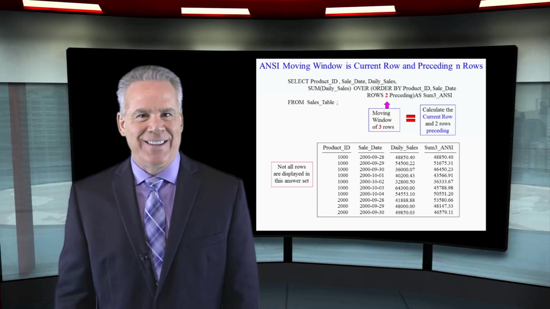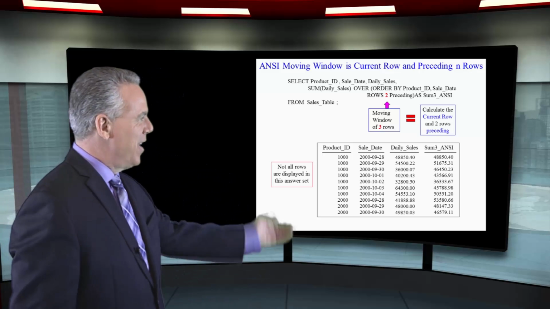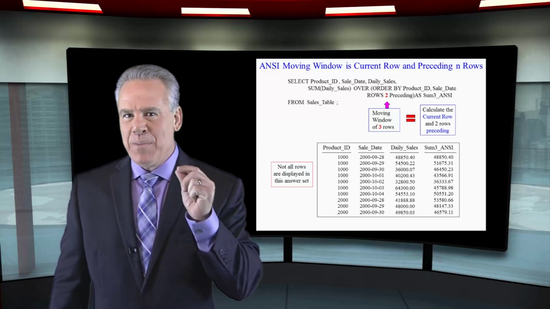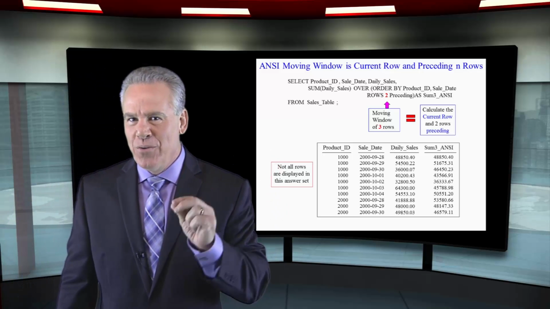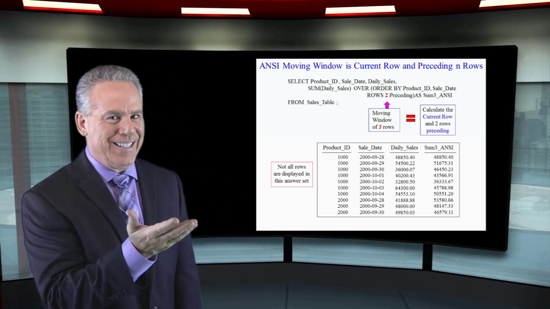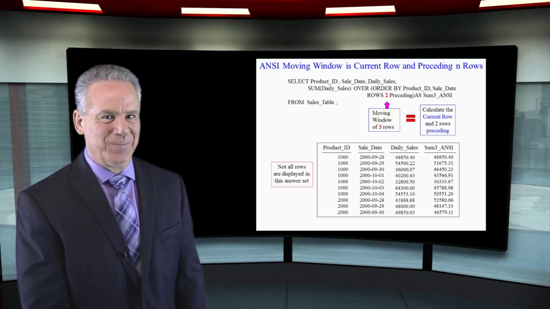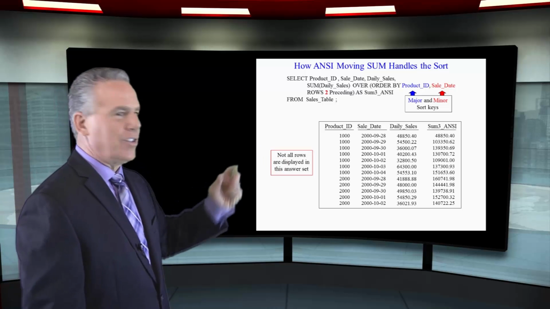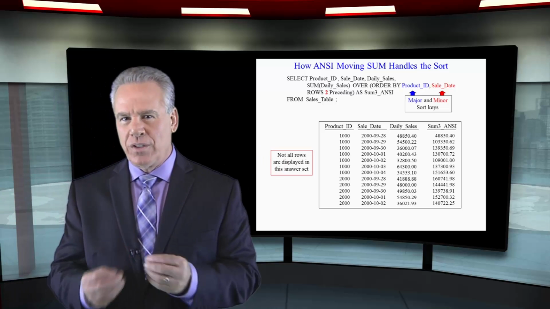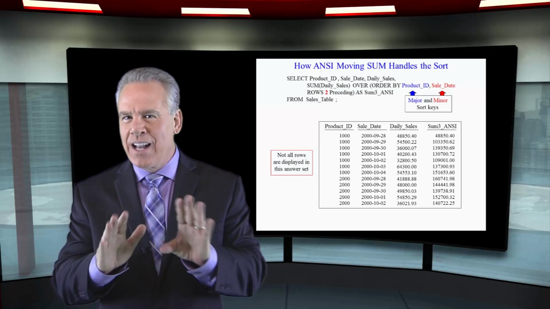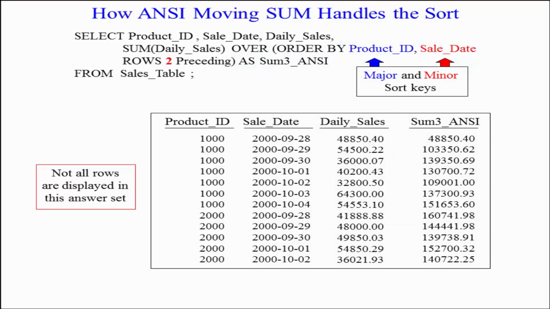Here it is, just right here in your face. Rows 2 preceding using that ANSI syntax. That means I've got a moving window of 3. You calculate the daily sales on the current row and the preceding 2. Here I've colored the sort keys, major and minor, product ID, comma, sale date. And what I want you to focus on is when you're dealing with ANSI OLAPs, there's never a comma separating anything unless it's a multi-column sort key.